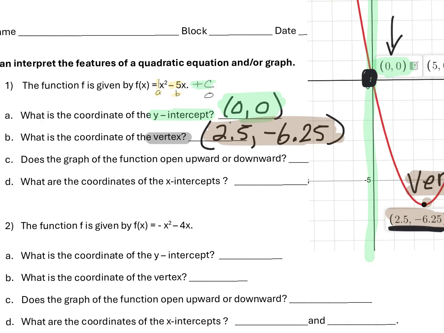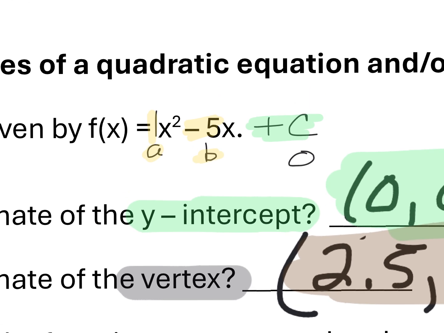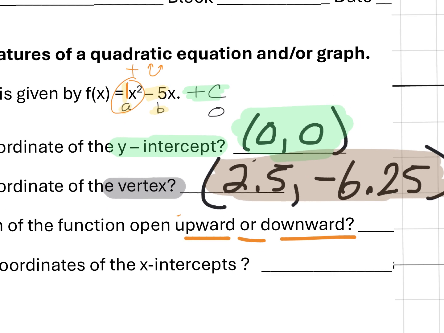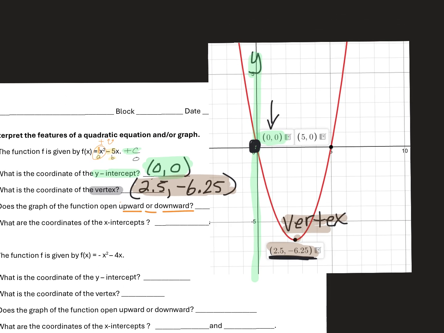Next, it asks if the graph opens upward or downward. And remember that if your A is positive, which in this case it is a positive 1, it opens upward. So I don't need the graph in order to identify that, but since I do already have the graph here, I can also see that, of course, it is pointing upward.